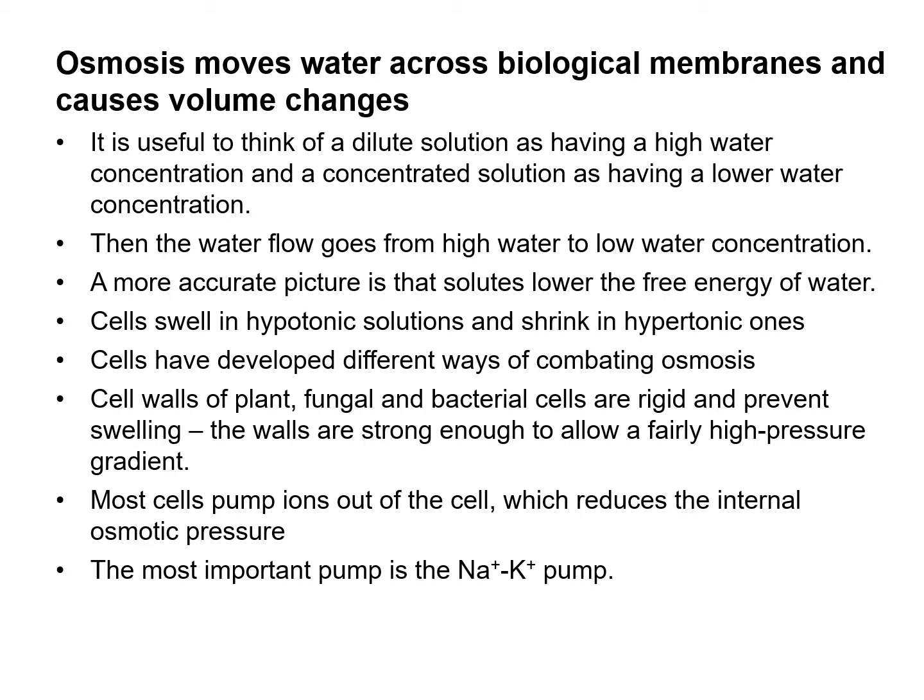And most cells, especially animal cells, pump ions out of the cell, which reduces the internal osmotic pressure. So you're going to have fewer ions inside the cells, which lowers the concentration of the cytoplasm. Then it reduces the osmotic pressure, preventing the cell from bursting. And the most important pump among these ion pumps is the sodium-potassium pump that we're going to discuss more in depth in a few slides.